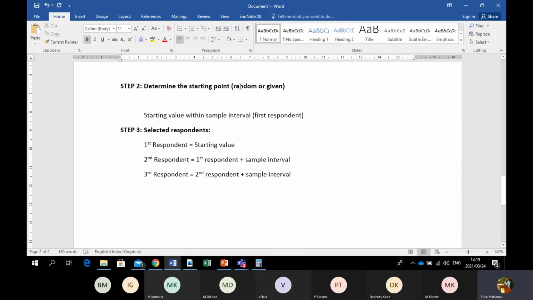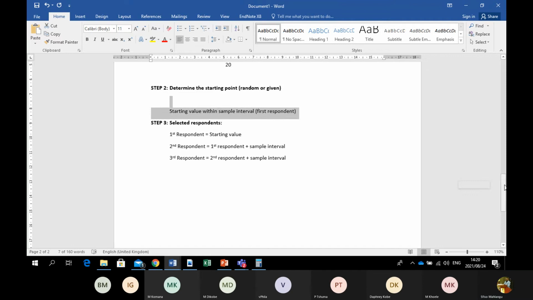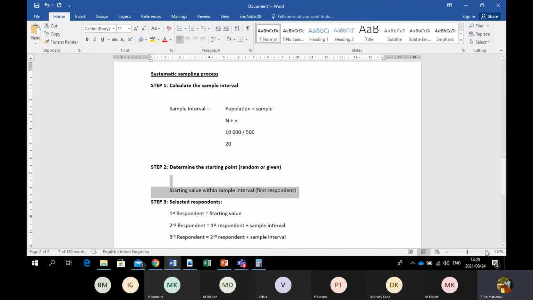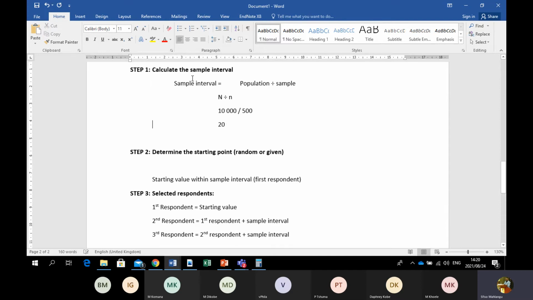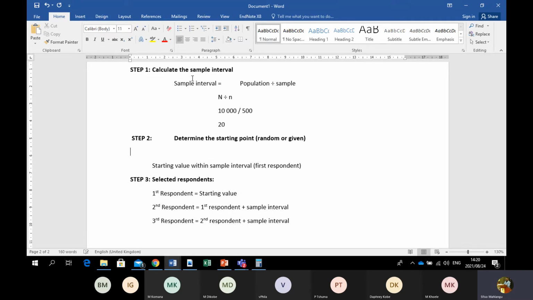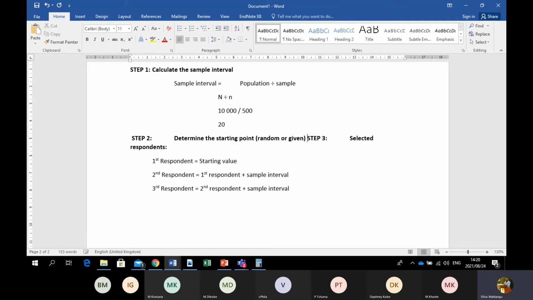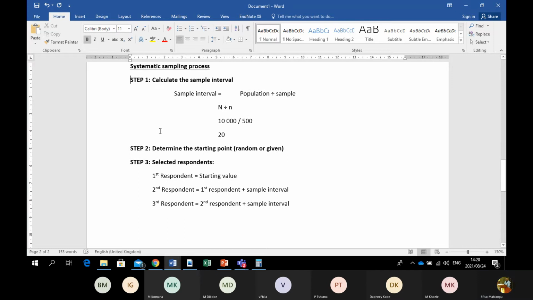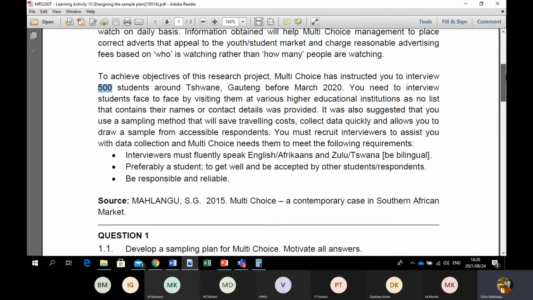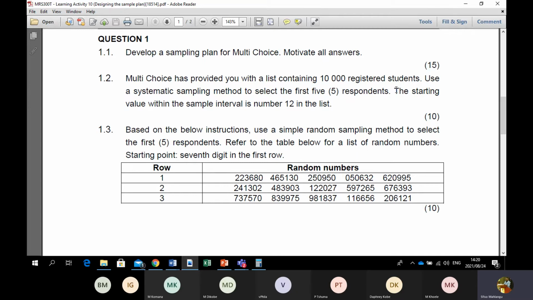Determine the starting value. This information will always be given in the question. So you look into the question that they ask you, what is the starting value there? Looking into this exercise, let's quickly look into the starting value, step number 2. You provide the one that is given, or that you were instructed to use as the starting value. In this case, you will see that it was indicated that the starting value within the sample interval is number 12 on the list.